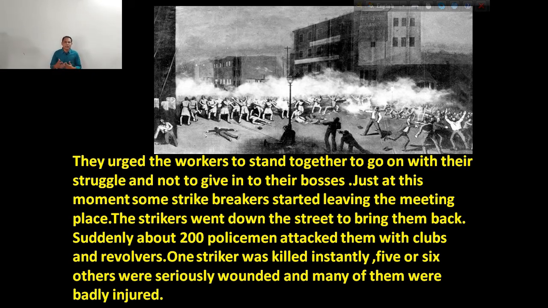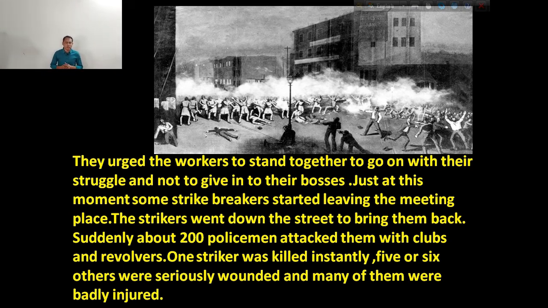At that time, some strikebreakers who had come to join the strike suddenly started to break the strike, and they wanted to leave the meeting place. The strikers went down the street to bring them back. Suddenly, about 200 policemen attacked them with clubs and revolvers. One striker was killed instantly.